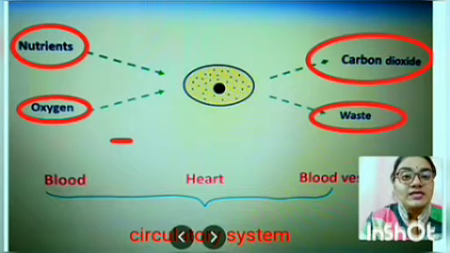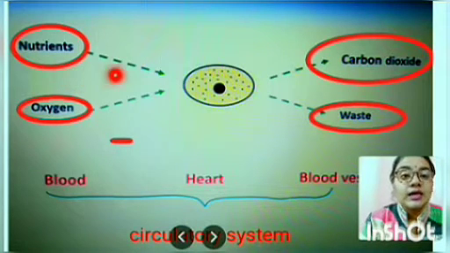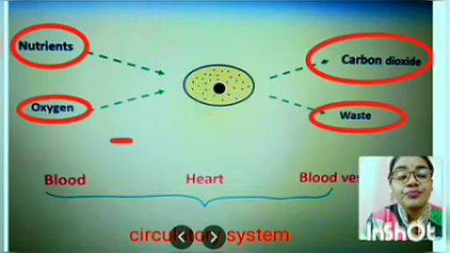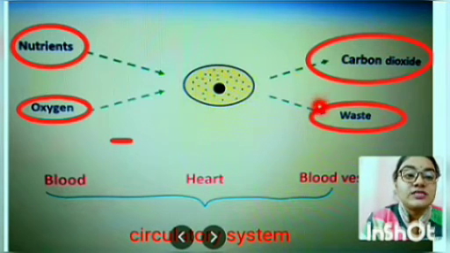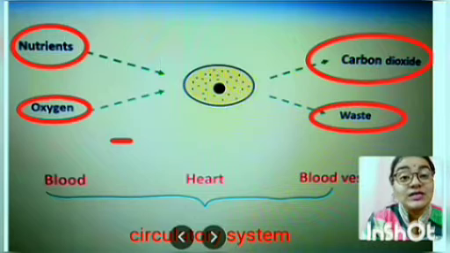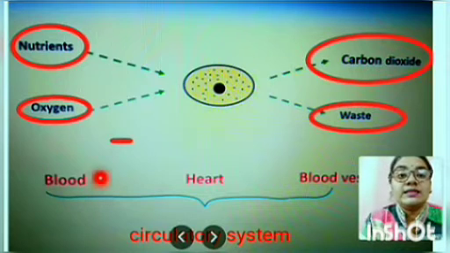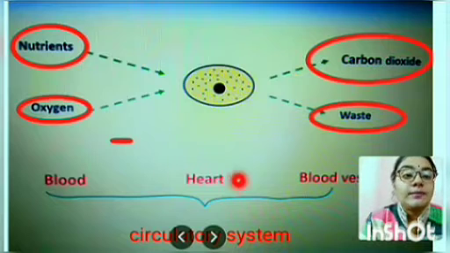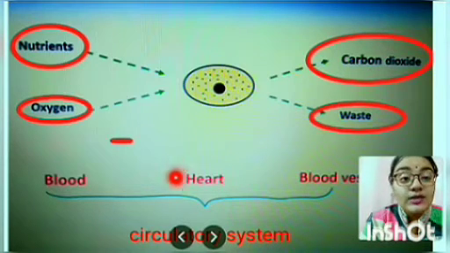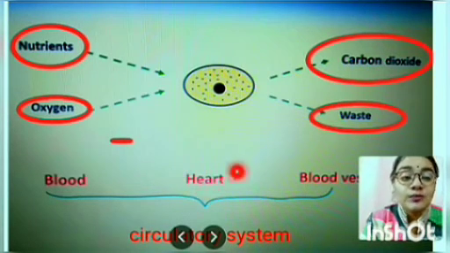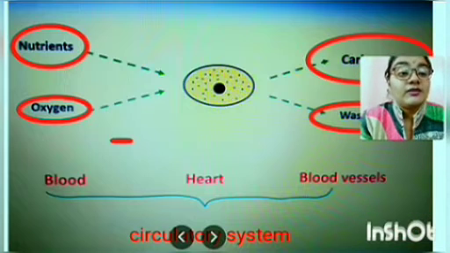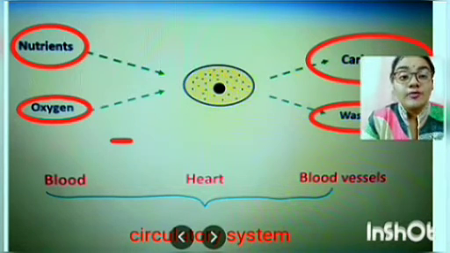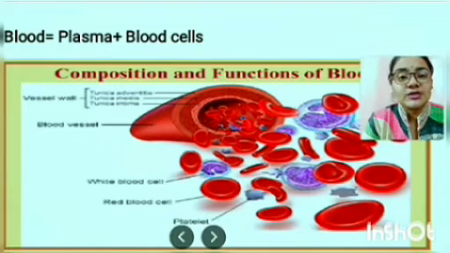As you can see here, the nutrients and oxygen have to be supplied to the cells or tissues, and the carbon dioxide and waste material have to be eliminated from the tissue. So blood does this nutrient and oxygen supply, and the heart helps to circulate and connect between these two, along with the blood vessels. Blood vessels are tube-like structures which help to carry the blood. These are the circulatory system components.